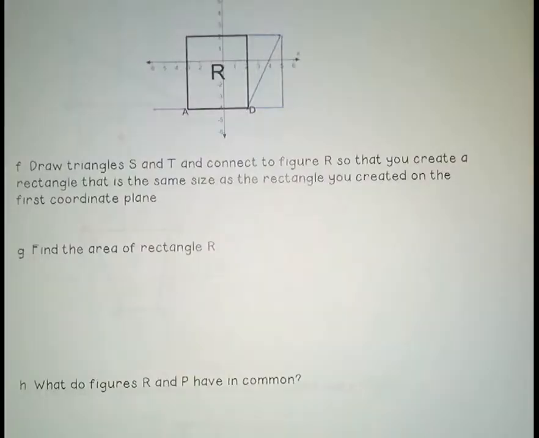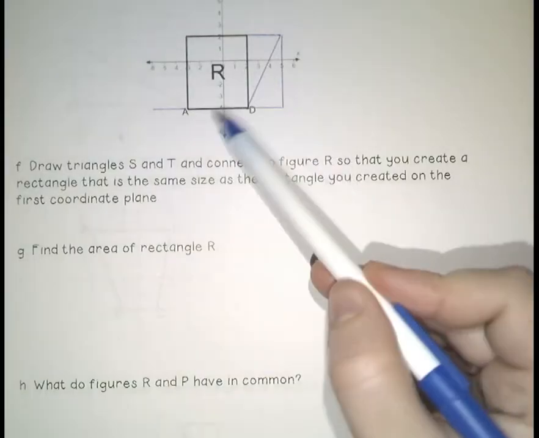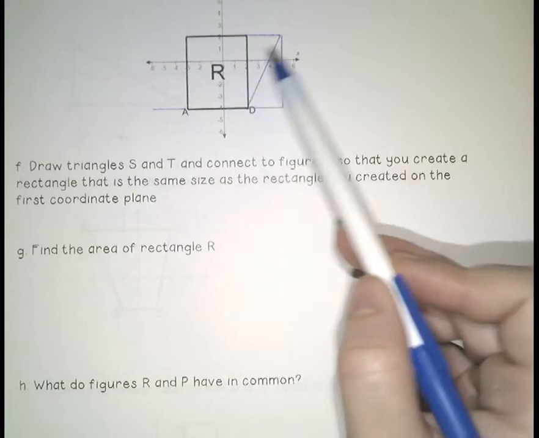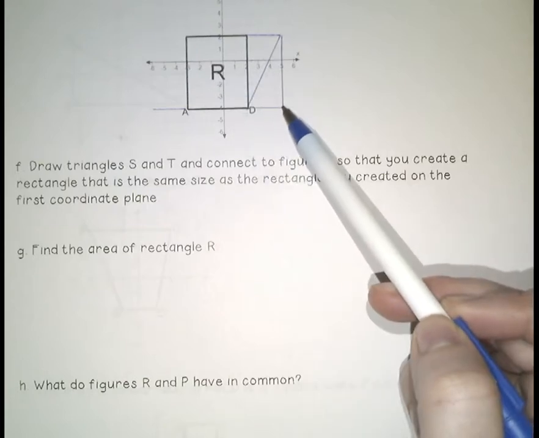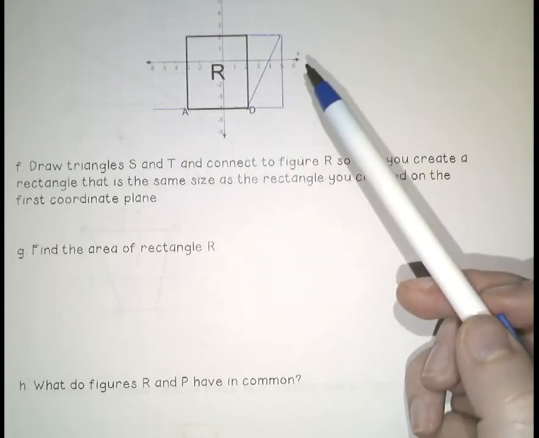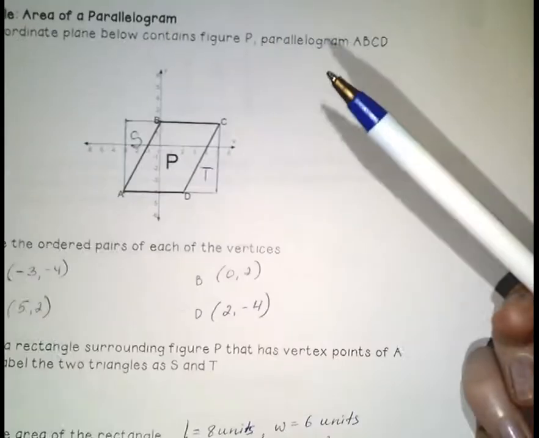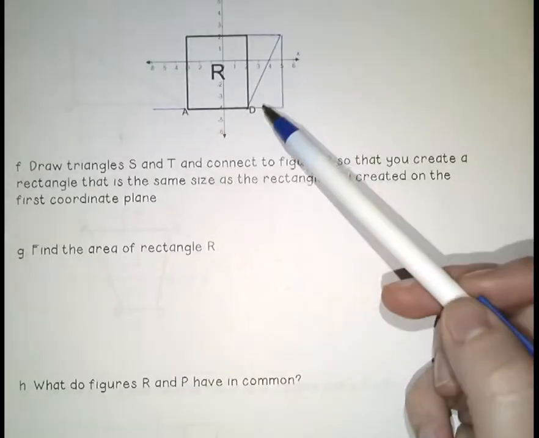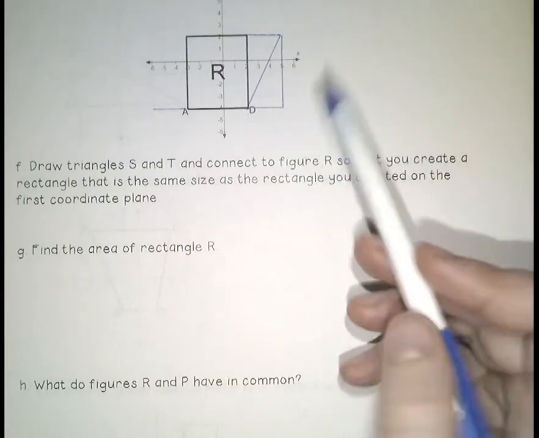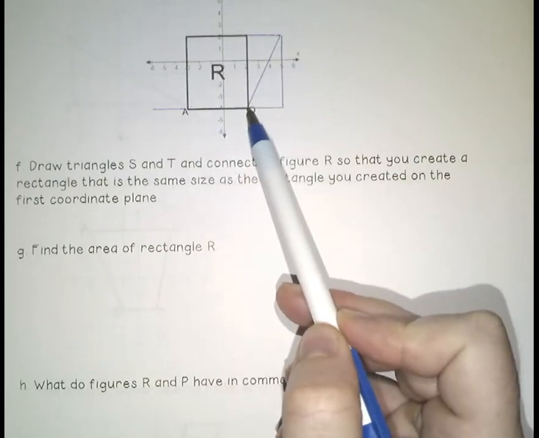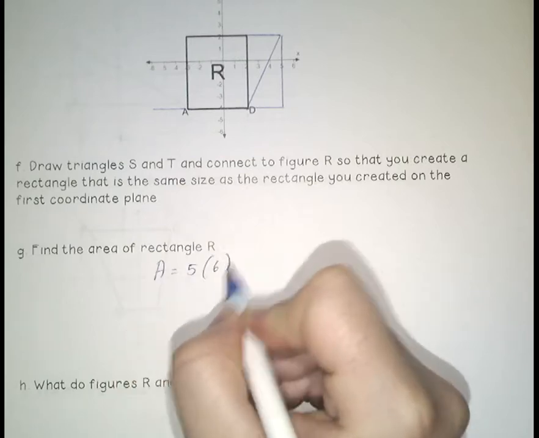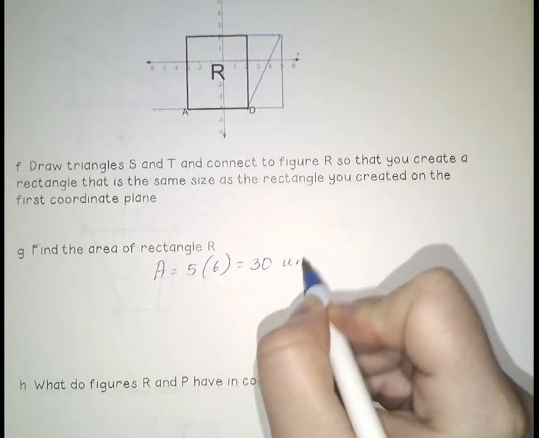Okay, so now I have the rectangle with the same area because I have 5 units and 3 units, which is 8 by 6. The area of the whole rectangle is going to be 48 units, right? Because it's the same as the previous one right here. Just to compare, 8 by 6 and 8 by 6. Okay, find the area of the rectangle R. Rectangle R is going to be 5 by 6, right? So area is going to be 5 times 6, which is 30 units squared.